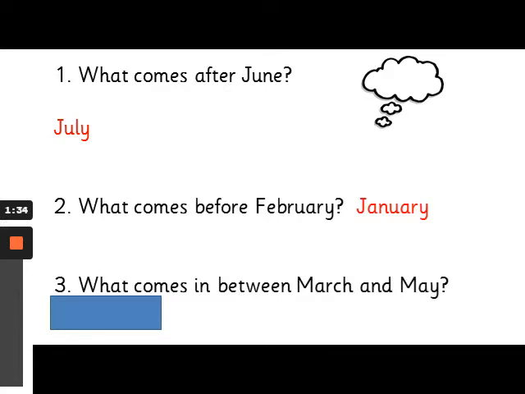The last question is, what month comes in between March and May? You can sing the song to yourselves to help you work the answer out, pause the video and write the answer down. Brilliant, the answer is April. It goes March, April, then May.